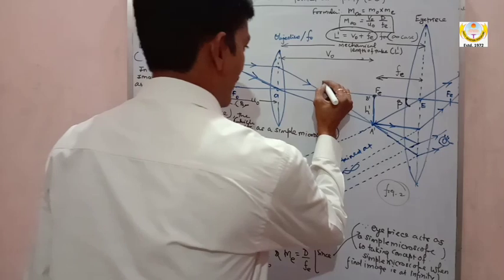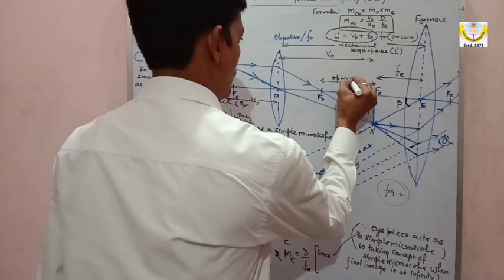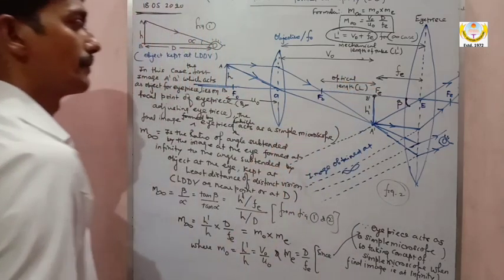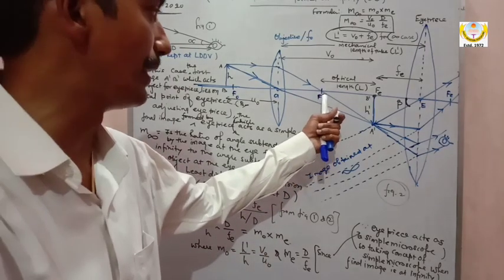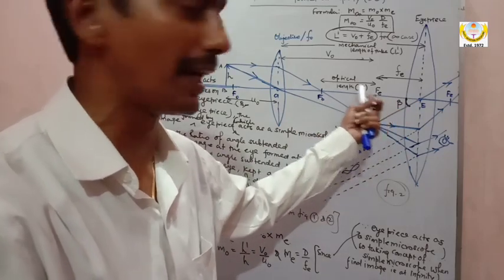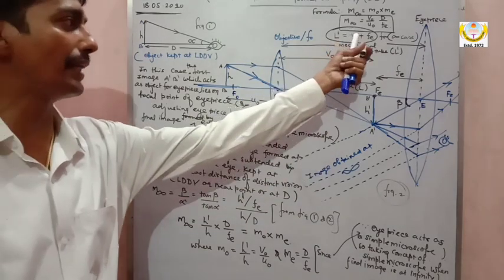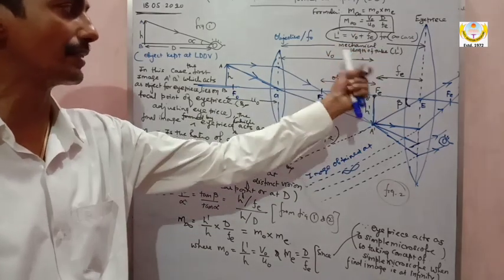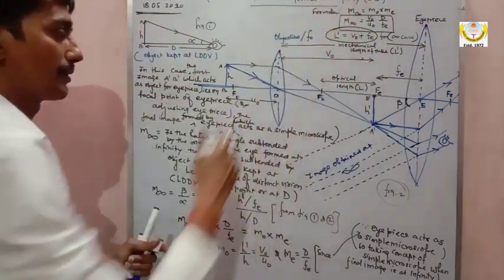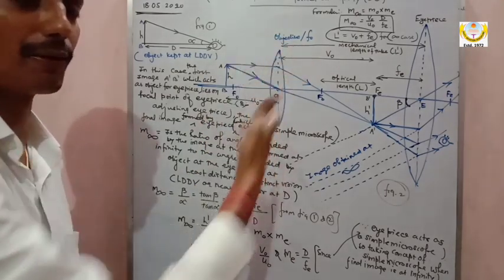And this is the optical length. That is the distance, or difference, between the second principal focus of the objective and the first principal focus of the eyepiece. This is the optical length. And this is the mechanical length of the tube, which is VO plus Fe in this case. There are many numericals on these topics, in these formats. Please take care. So this is all about the infinity case, and earlier it was the LDDV case.